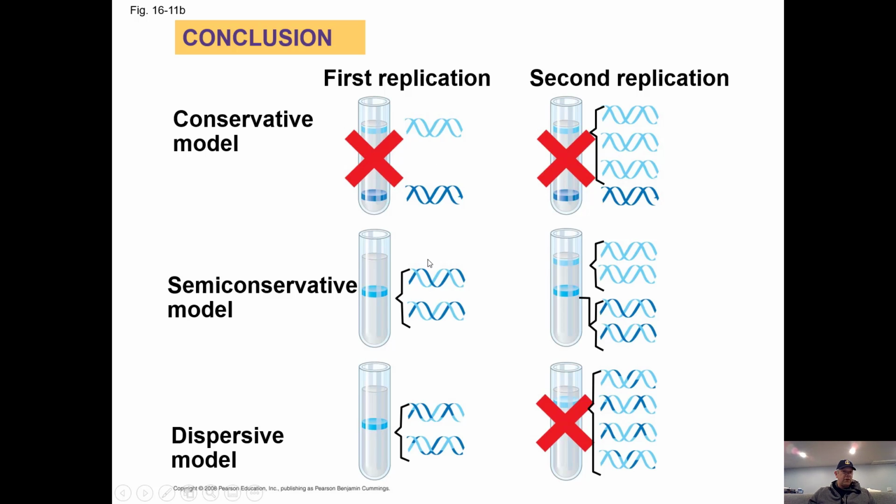All right, semi-conservative. We don't expect to get a super light band, and we don't expect to get a super heavy band. We expect to get one in the middle, because it's got light and heavy pieces combined. Interestingly enough, the dispersive model is the same way. In each one you expect light and heavy combined.